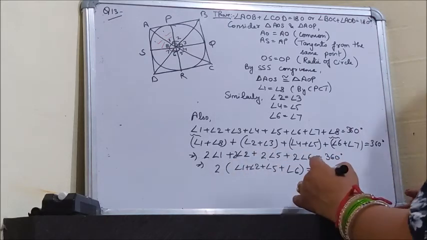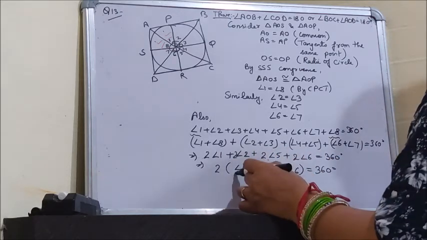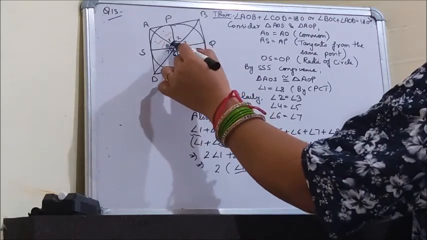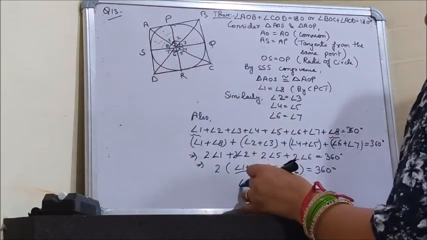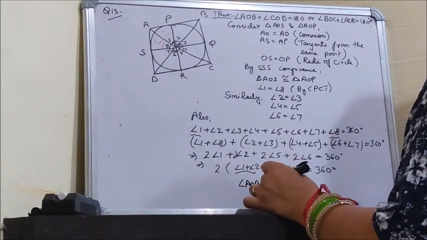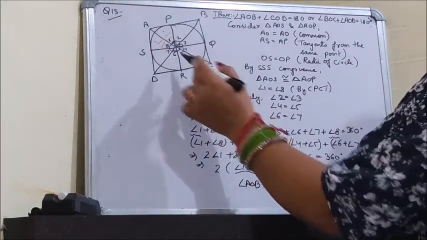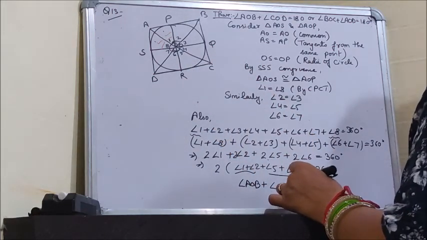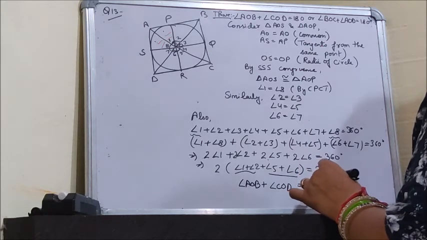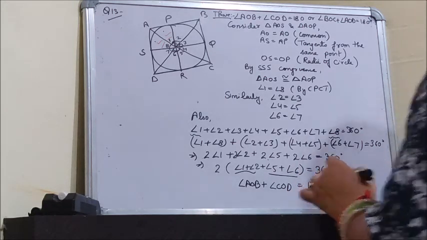Now 2 will go that side and divide, and angle 1 plus angle 2, from the figure you can see, angle 1 plus angle 2 is angle AOB. Angle AOB plus angle 5 plus angle 6, which is angle COD, is equal to 180 degrees. Hence proved.